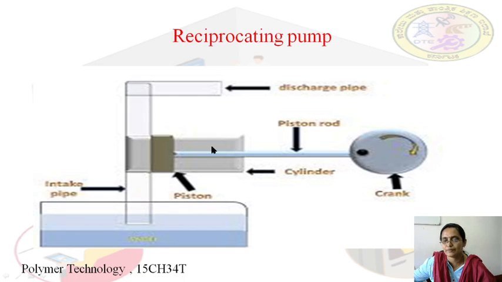So we have a cylinder in which a piston is moving. This piston is connected to a crank using a piston rod. On rotation of the crank, a low pressure area is created in the cylinder, which forces the liquid into the cylinder. On the return rotation of the crank, as the suction valve is a non-return valve, it will be closed. The fluid will be forced through the discharge pipe.